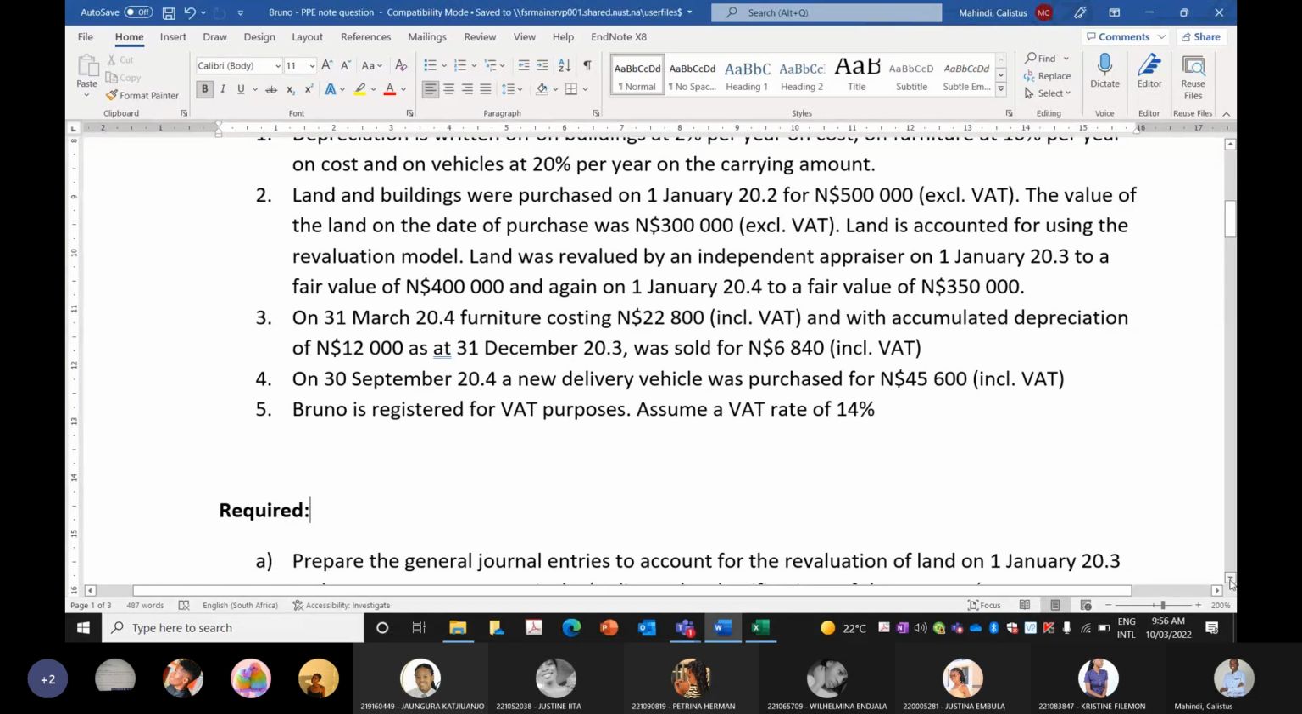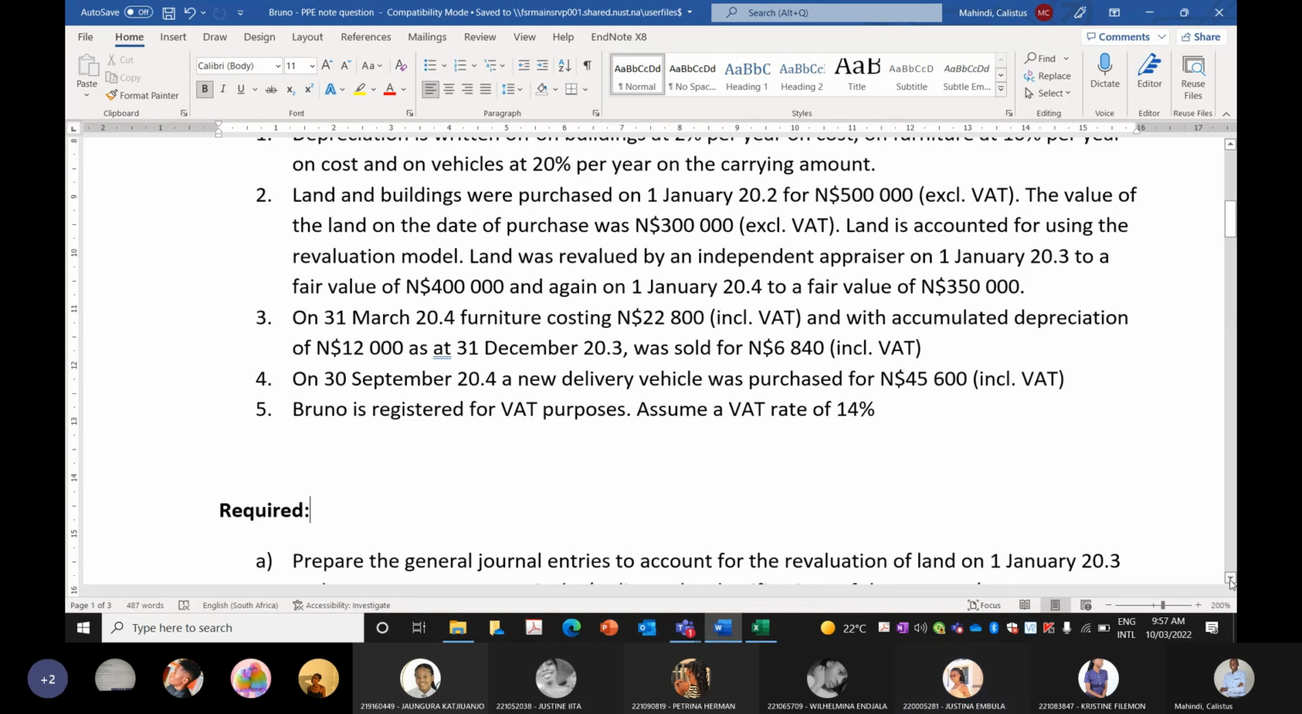Furniture costing 22,800, including VAT, and with accumulated depreciation of 12,000 as at 31 December 20.3 was sold for 6,840, including VAT. Now, when you're given VAT, automatically you have to ask yourself, what is the VAT rate? We haven't seen them talking about the VAT rate yet, but in point number 5, it says BRUNO is registered for VAT purposes, assume a rate of 14%. So we know the VAT rate is 14%.